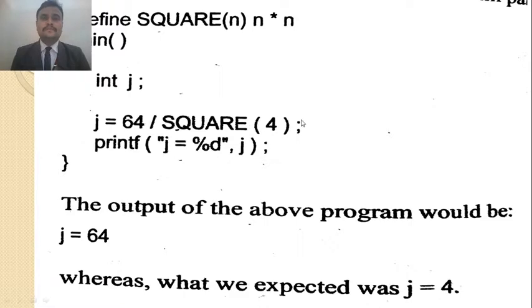So SQUARE(4): 4 is replaced, giving 4 into 4, and while performing the operation, 64 divided by 4 into 4. The macro definition does not perform any calculation, just replacement. So 64 divided by 4 is 16, 16 into 4 is 64. So the answer is 64, but we expected the answer 4. So what I need to tell you is that the macro expansion must be enclosed in parentheses.